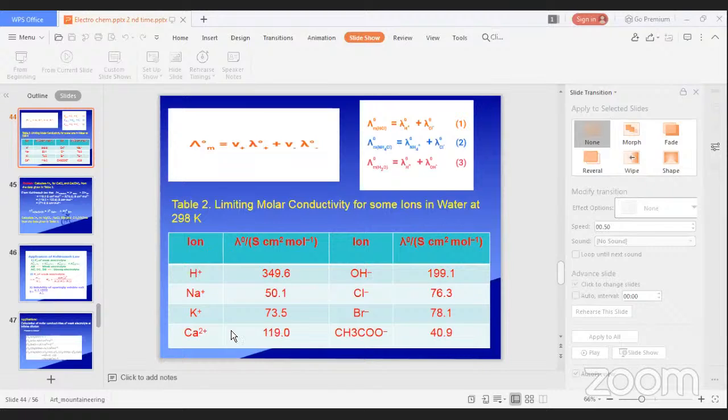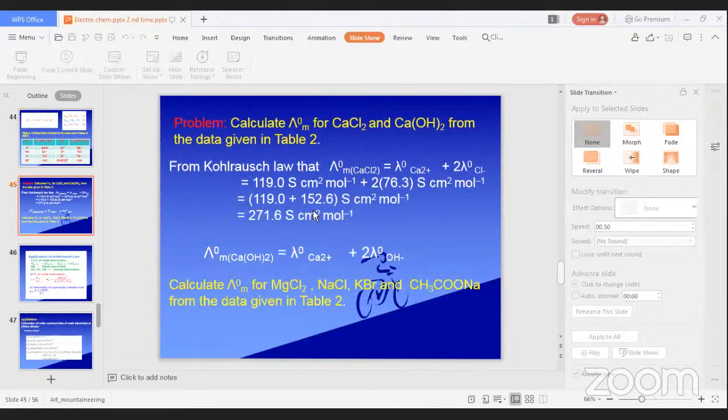So calcium plus 2, how much? 119 plus 2 into 199. You have to substitute, then you can get the limiting molar conductivity of the calcium hydroxide. Similarly, this is also homework you have to do. Calculate the limiting molar conductivity of the magnesium chloride for the independent migration.